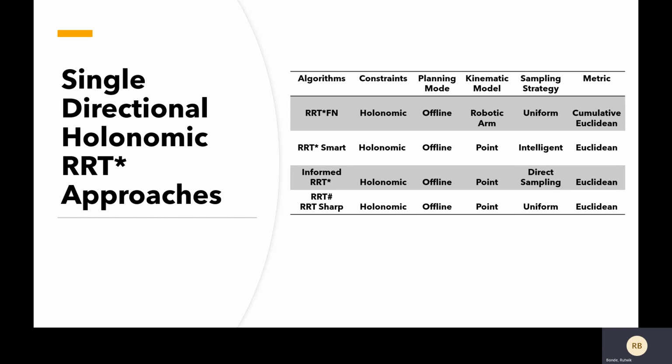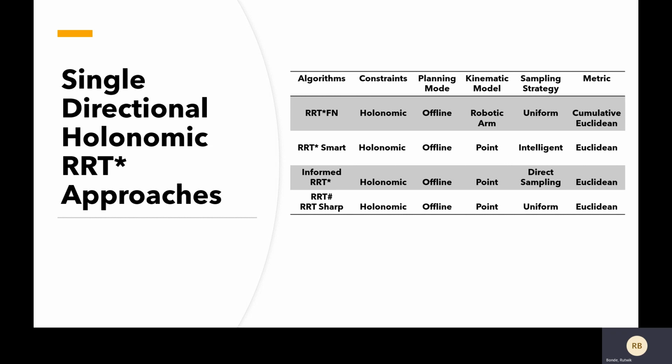Then we have the RRT star smart. In this algorithm, two new features, intelligent sampling and path optimization, are introduced. This accelerates the convergence rate with improved efficiency with respect to both time and cost. Then we have the informed RRT star, which shows improved convergence over RRT star by proposing a direct sampling technique based on ellipsoidal informed subsets.